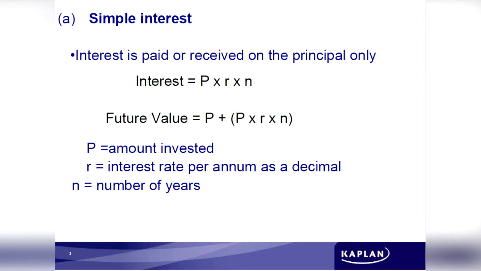Now, that is very simple. P in that formula represents the amount invested. R is the interest rate per annum as a decimal. And N is the number of years or the number of periods which you have invested the amount for. So this is very simple. We're just going to look at an example.